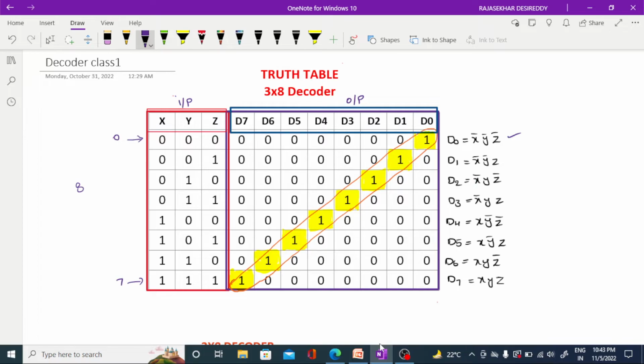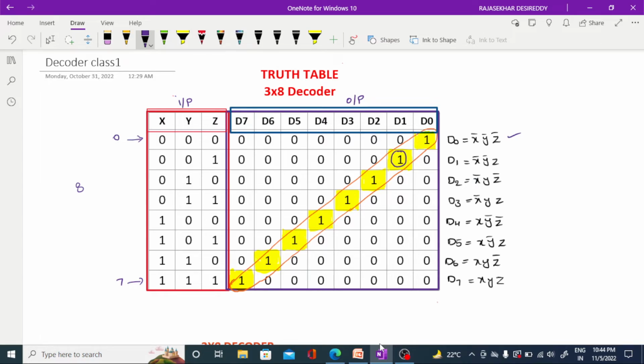With respect to outputs also you can observe here. For example, if D0 is activated, it is activated only at this input combination. So D1 is activated for what combination of input? For these XYZ combinations of input only, my D1 is activated. For that reason, 0 0 1, how to represent?